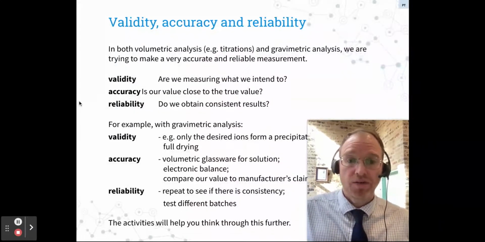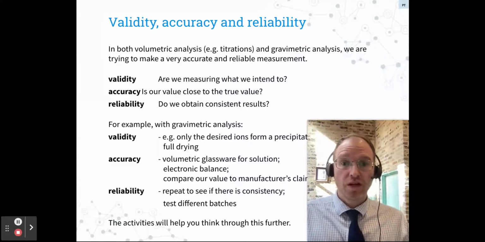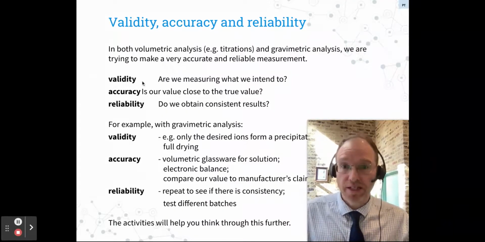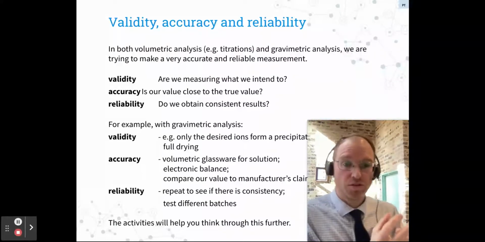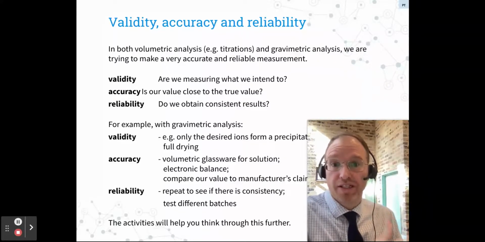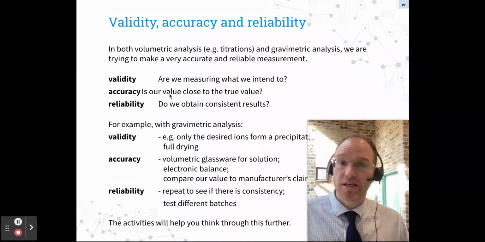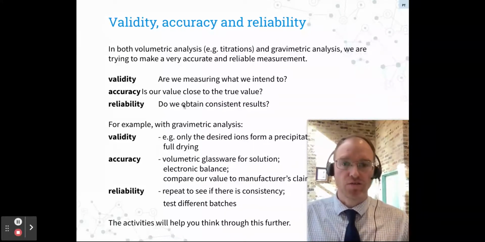Finally, validity, accuracy, and reliability. This is a good chance to revise some of these things. It's worth knowing basic definitions. Like validity, are we measuring what we intend to? If we want to measure the amount of sulfate in fertilizer, is our procedure actually measuring that? Accuracy, is our value close to the true value? And reliability, do we obtain consistent results?